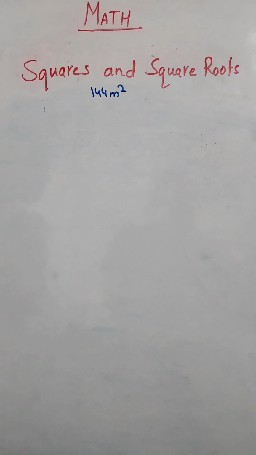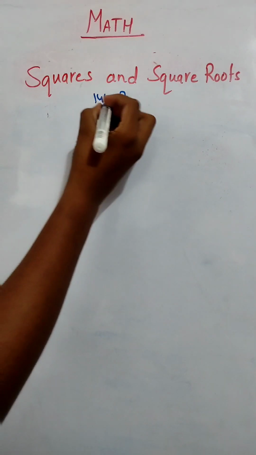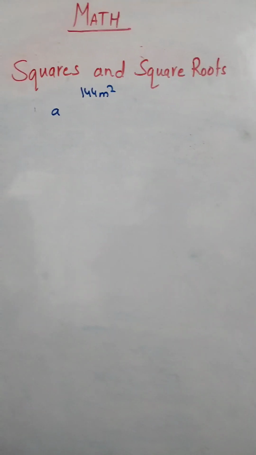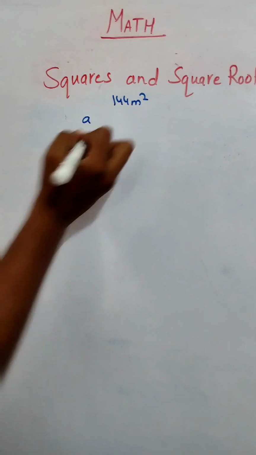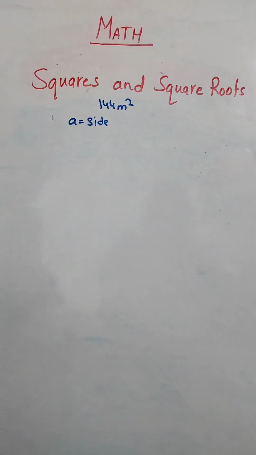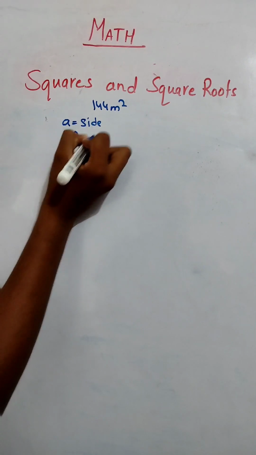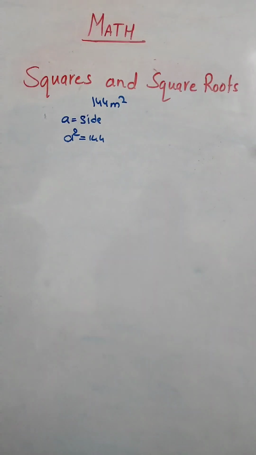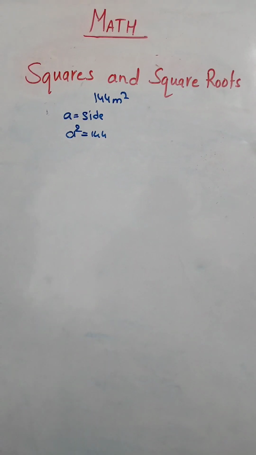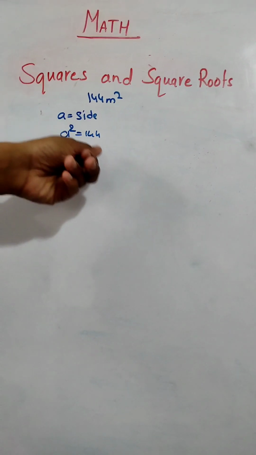So if we want to know the side of this particular piece of land, we can take the side to be a, a variable. If a is equal to the side we need, then we can take a square is equal to 144. We know that a square is equal to 144 as the area is a square, and all we need to do is find one side, because a square is equal to 144 and they are both the same.